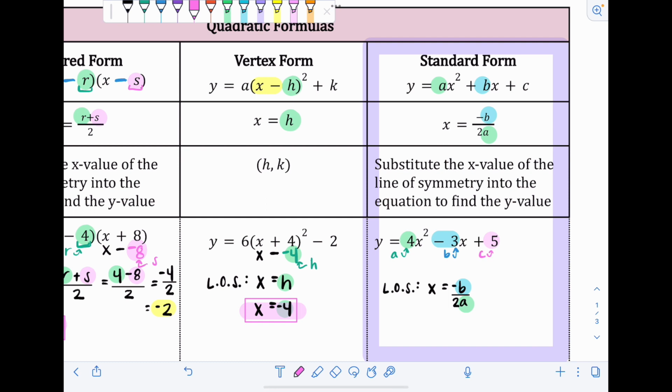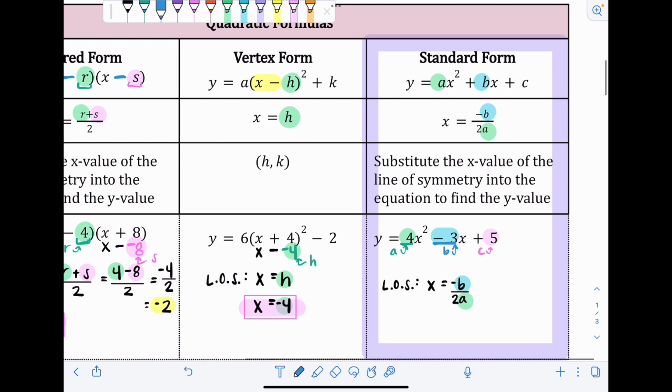So standard form is kind of in alphabetical order. A is first, it's the coefficient of x squared. B is second, it's the coefficient of just x, and then C is third, it's called the constant. It's the number that doesn't have a variable attached to it. So A is going to be 4, B is going to be -3 since it's a minus 3x. So we'll go ahead and put those both in.